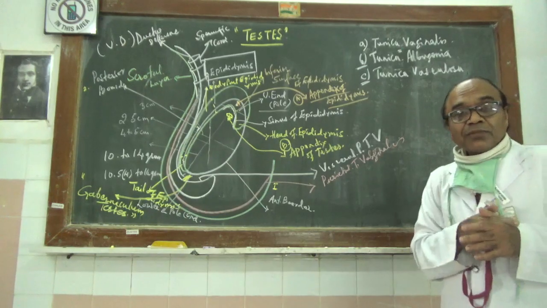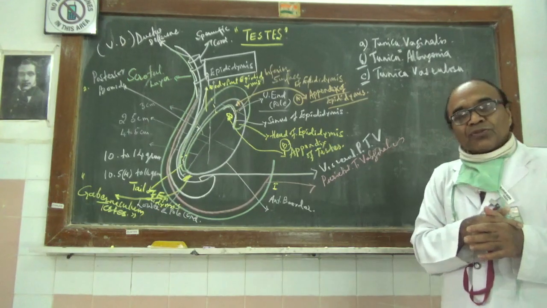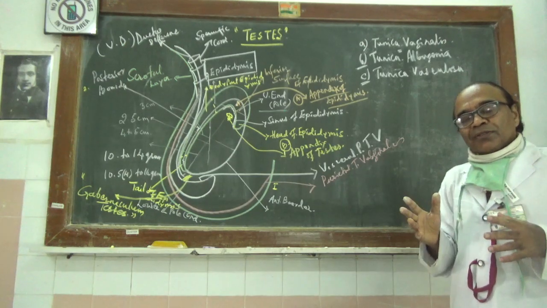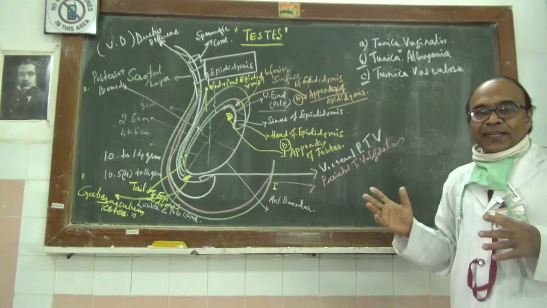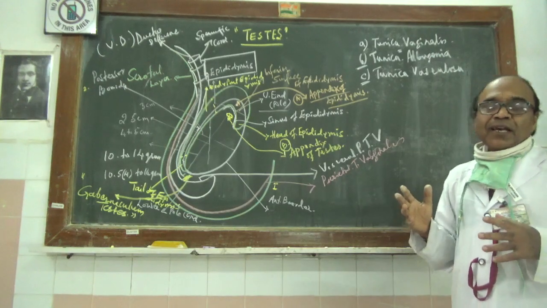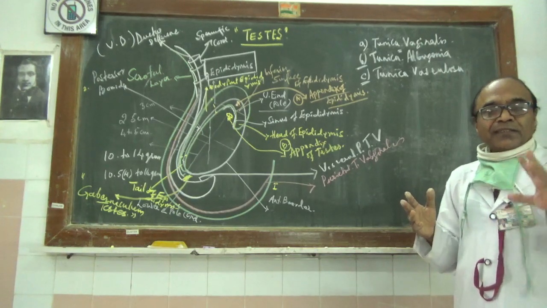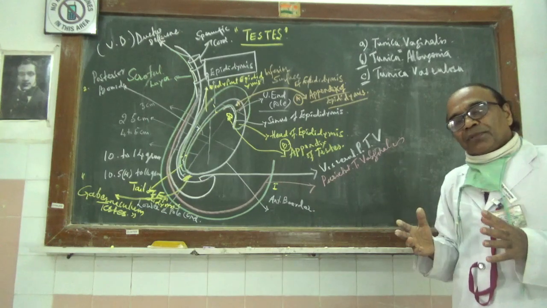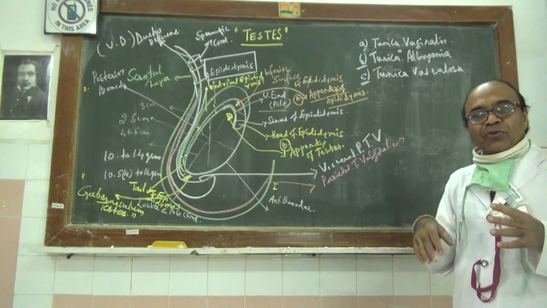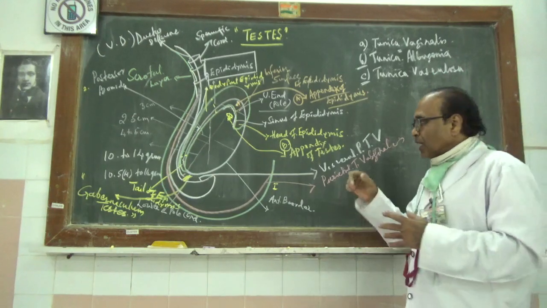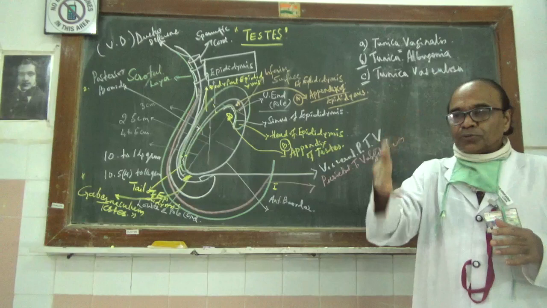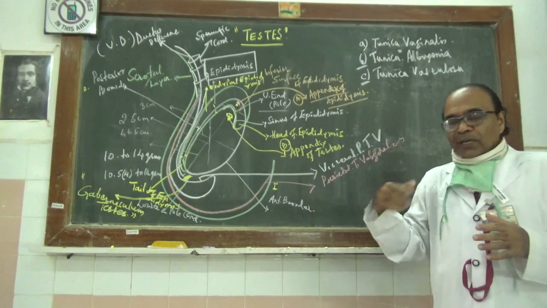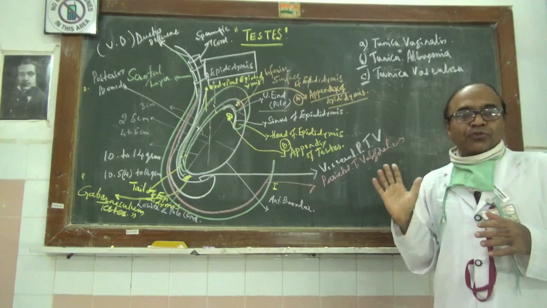For the determination of the site of the testes, the most important things are the borders, the poles or ends, and the position of the epididymis. Now the anterior border should be directed forward and is convex forward, while the posterior border is straight and should be back.